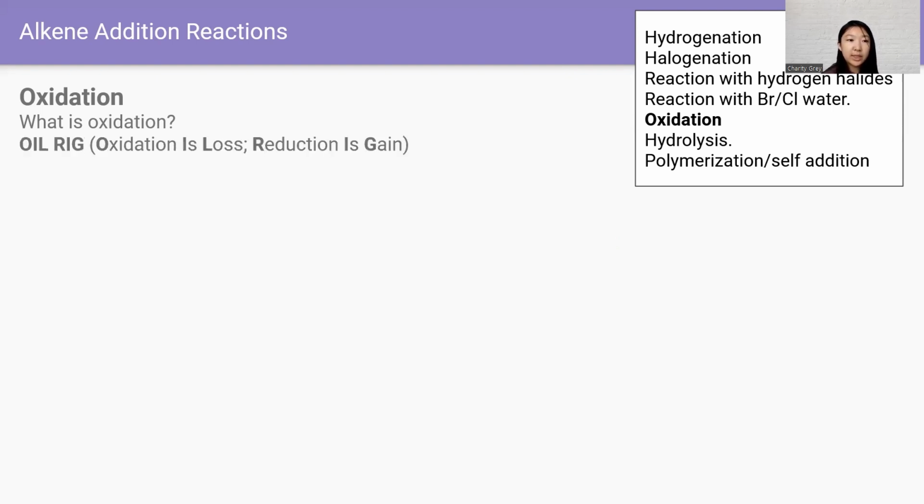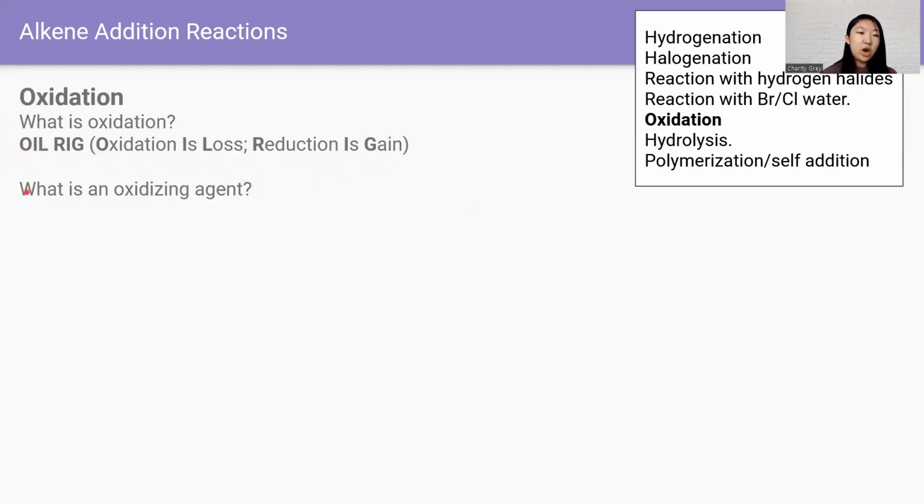Unpausing the video right now, we can see that oxidation, through this example, is an acronym. This is something that is good for you guys to remember. You can say OIL RIG, so you can spell it out. Oxidation is loss of electrons. Reduction is gain of electrons, right?